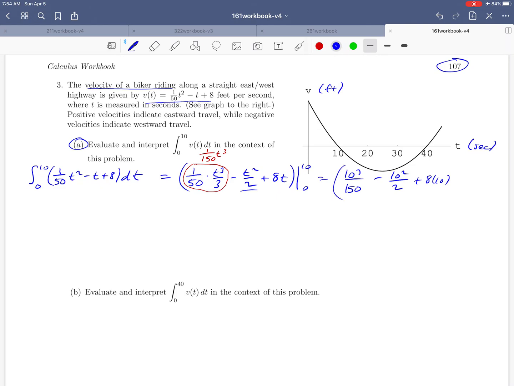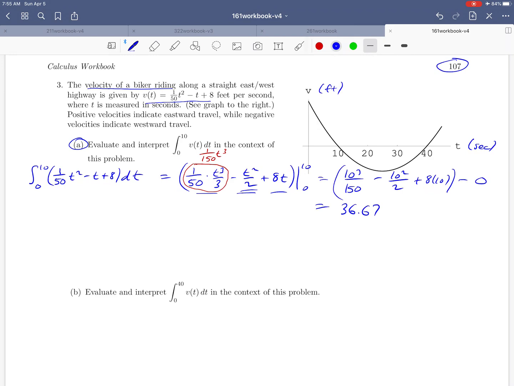You might notice that when you plug in your lower limits, if all of the t's are 0, we're going to get zeros for all three of these terms. So I'm just going to write 0 for that. We don't get anything there. Then it's a matter of figuring out what that number is. It turns out to be about 36.67.